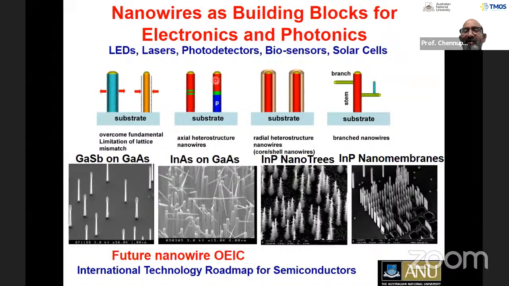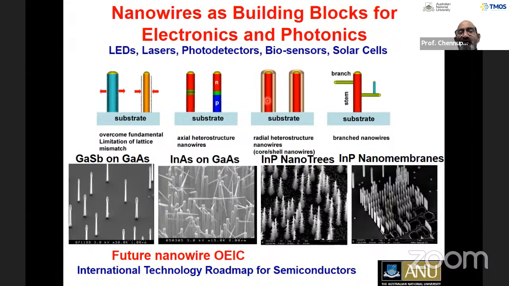So the combination of electron-hole recombination leads to, for example, making LEDs or lasers. And PN junctions are also needed for making photodetectors and solar cells as well. So you can make single nanowire-based devices, which I'll come back to.